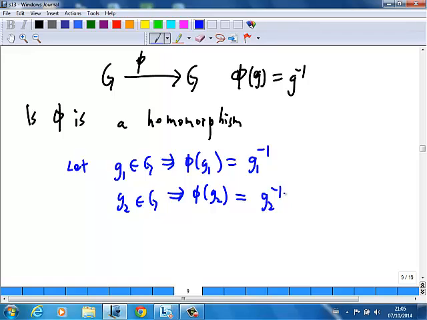Now, what can I do with G1 and G2? Okay, multiply them. So let's try: G1, G2, multiply them. What does it go to? Of course, the image of G1 G2 should be, by definition, whatever element you have, the inverse of G1 G2.